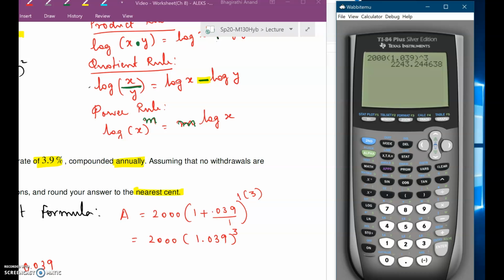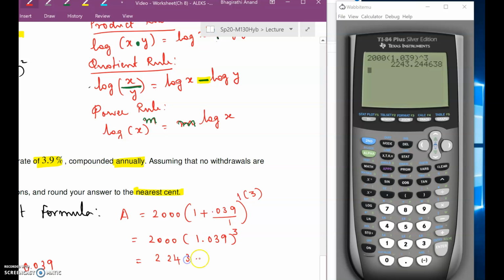The result is 2243.24, or 24 cents. So we can write this as 2243.24. Because this is a word problem, you may want to say the amount after 3 years would be $2243.24.